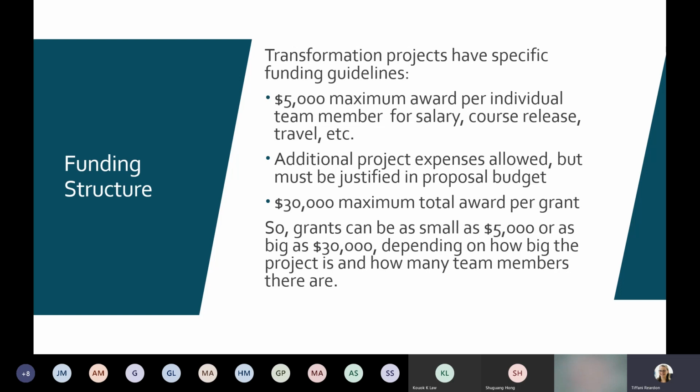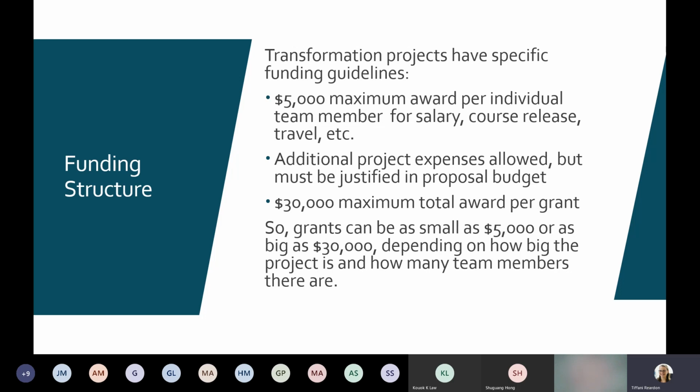So the funding structure for transformation grants has changed. We used to award based on the number of students being impacted per year on each grant, but we've changed that because we're seeing a lot of conflict between how much time people are spending on the projects versus the impact. The important thing for us is that we want these projects to happen, but we want to make sure that we're supporting them happening.